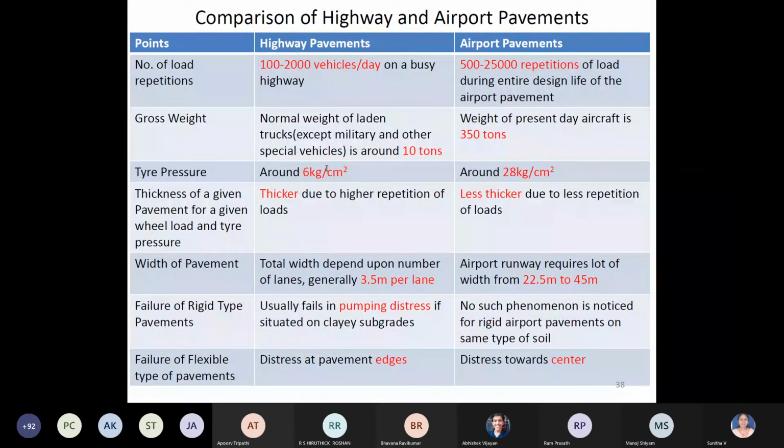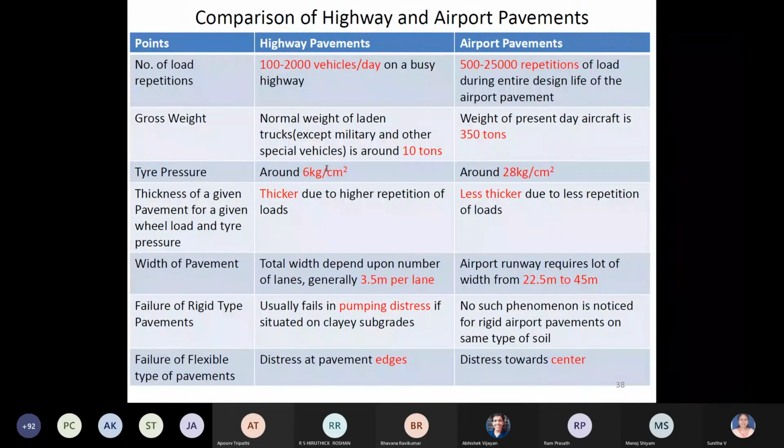The other one is the width of the pavement. Width of the pavement means the total width of the pavement, which depends on how many lanes there are. For a single lane, the width is 3.7 or 3.75 meters. But if it's a multi-lane road, you will have 3.5 meters per lane.